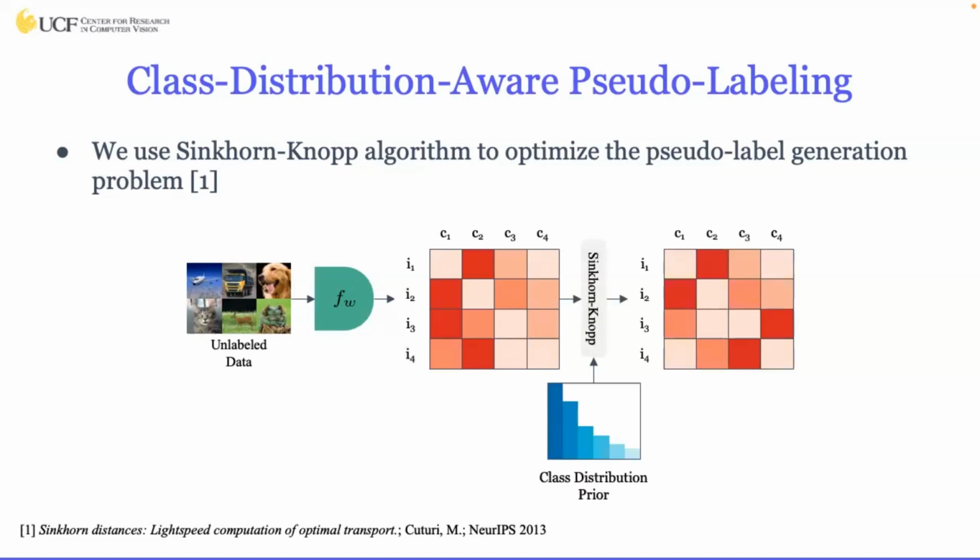However, after applying our Sinkhorn-Knopp algorithm while taking the class distribution prior into account, we'll be able to generate pseudo labels for those unknown classes as well. So this is basically the main idea of the pseudo label generation.